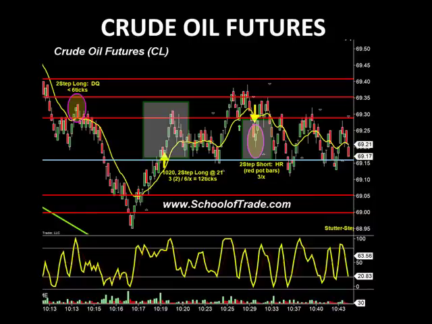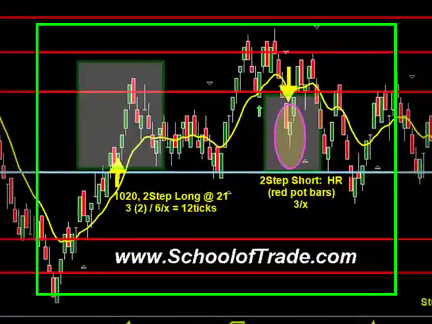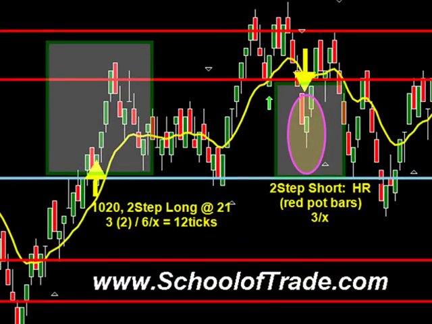The Russell's given us a little bit of opportunity, but not very much at all. So the crude's been one of our only markets that's actually moving in the month of August right now. 10:20, this is a 2-step long at 21. Now, we had marked this blue line here. I believe it was at 16 or 17 right there, that blue line. So we had to wait to get above that 16, 17.